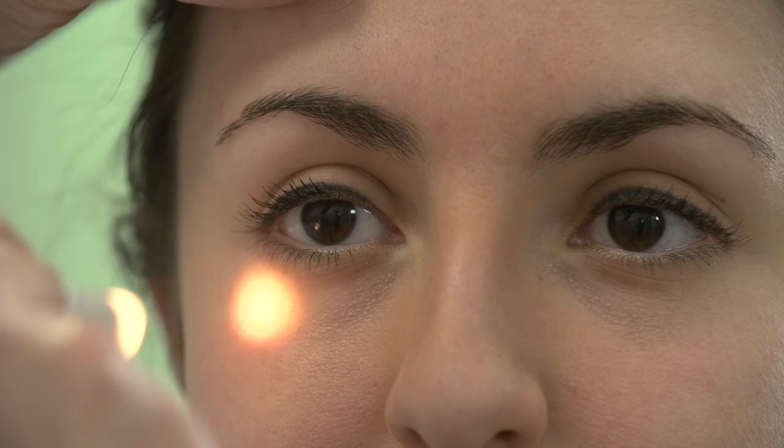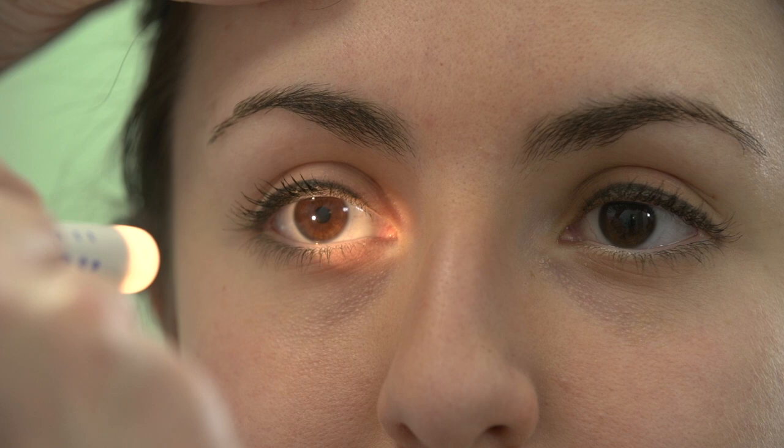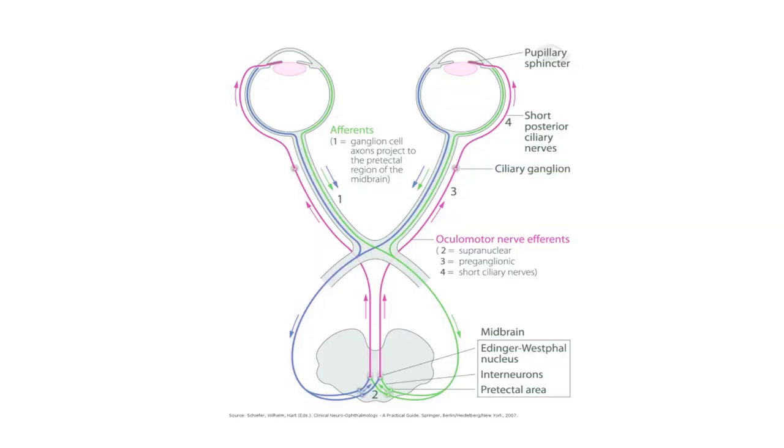That's great. And let's look at your pupils. Can you just look straight ahead for me? When assessing pupils, the key point is to assess for symmetry and looking at both the direct and indirect or consensual response to light, as illustrated in the reflex anatomy pupil pathway here.